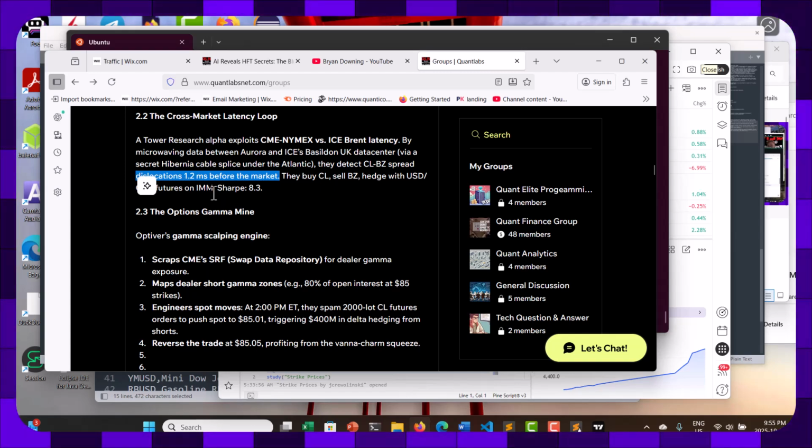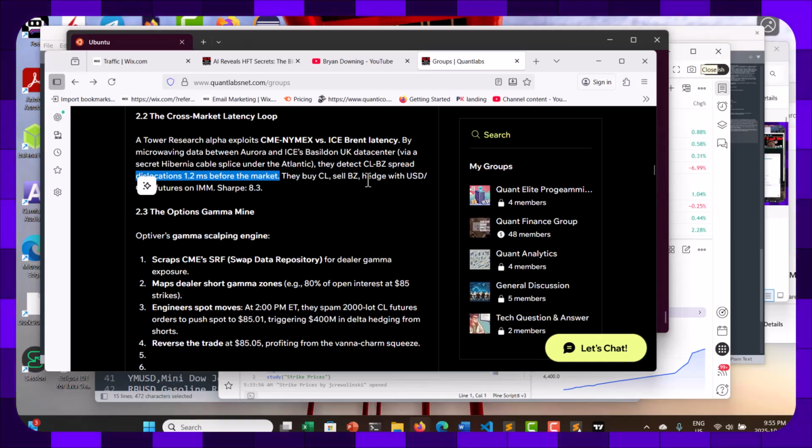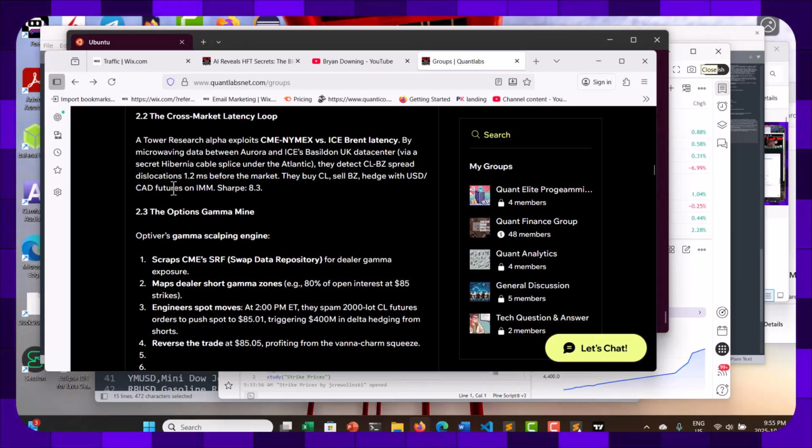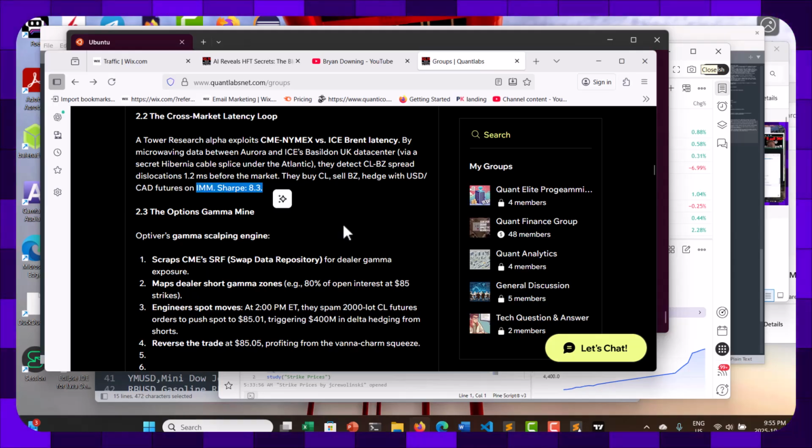1.2 milliseconds before the market officially catches it. That's how they do this on a very split-second basis. Buy CL, sell BZ, hedge with the USD Canadian futures on IMM. It gives a Sharpe ratio as well: 8.3. Check this out.